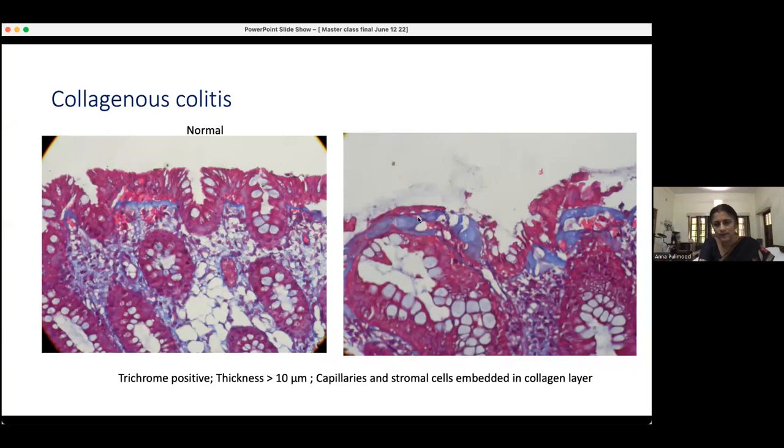And here you're seeing this thick layer of a basal membrane. And it has some capillaries embedded in it. And the thickness of this is more than the thickness of a RBC. An RBC is about 7 microns. If it's more than 10 microns, we make a diagnosis of collagenous colitis. So this is a patient with collagenous colitis diagnosed on special stain trichrome.